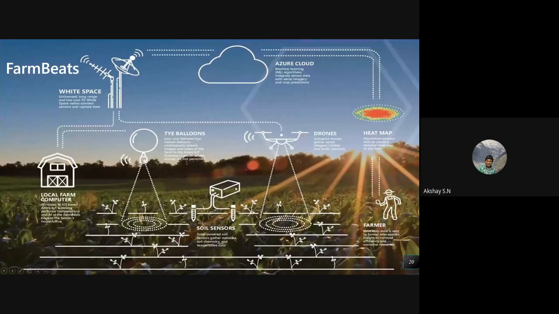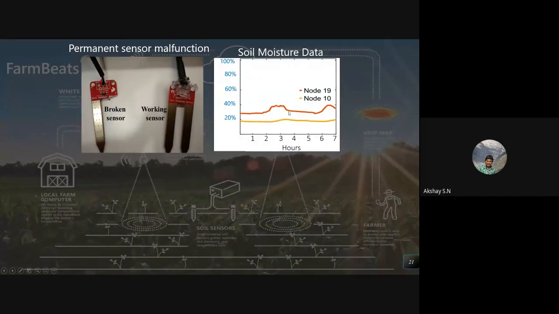We have to understand whether the sensor is working, faulty, what's actually happening, right? So let me take an example. Here is a sensor, here's a broken sensor, here's a working sensor. This is a soil moisture sensor. This is how it looks, which is deployed in the field. Okay. Now, this is the sensor data coming from these two sensors.